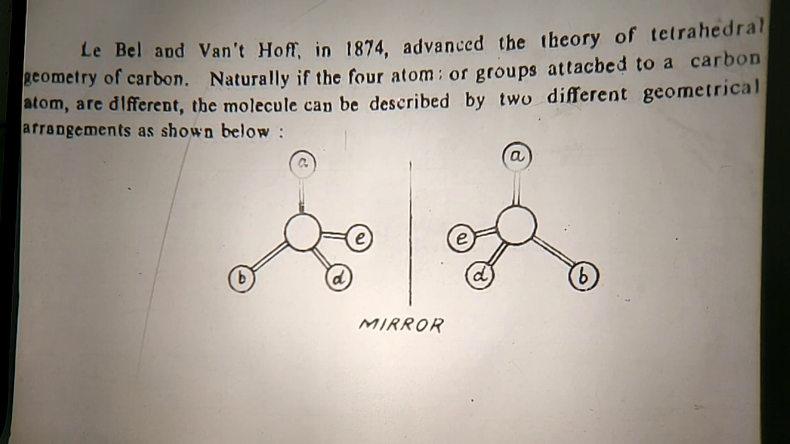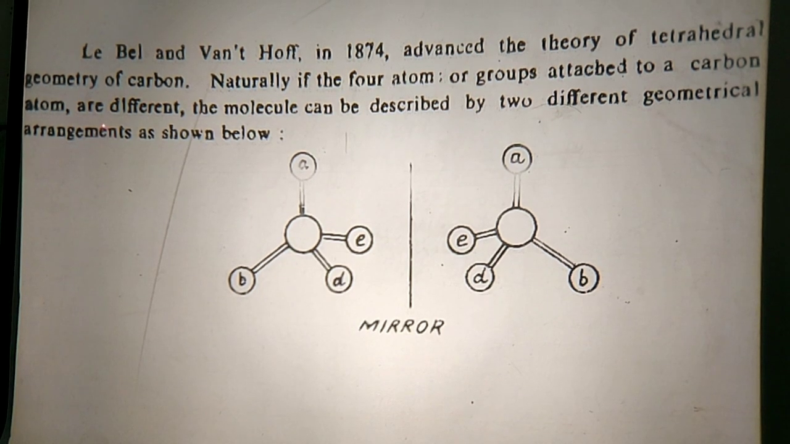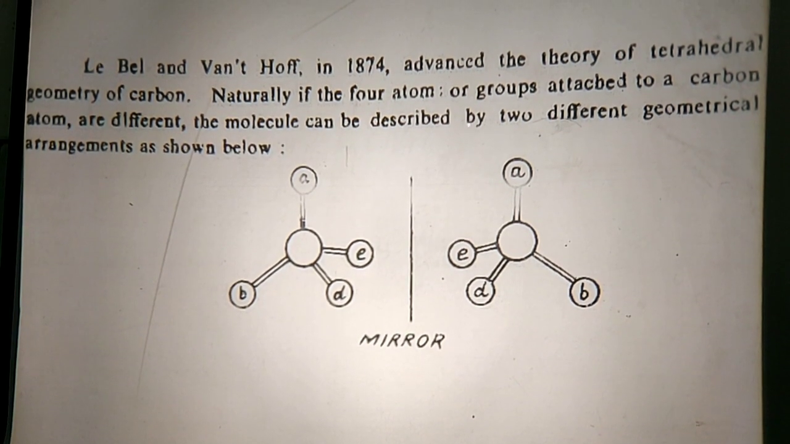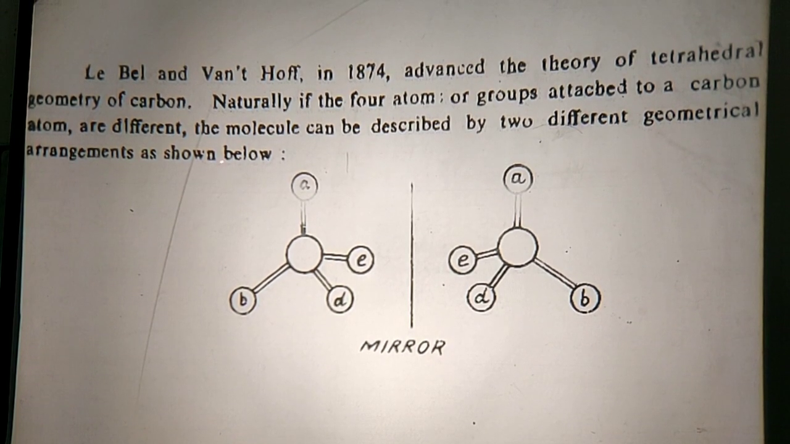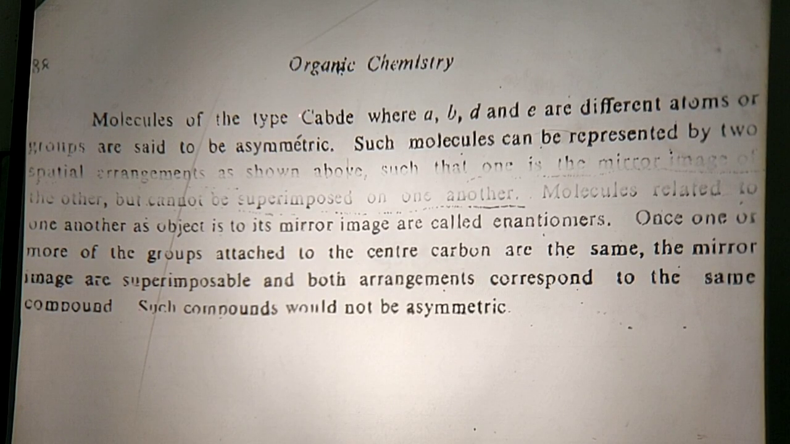naturally, if the four atoms or groups attached to the carbon atom are different, the molecule can be described by two different geometrical arrangements as shown. Molecules of the type C, A, B, D, E, which we just described, where A, B, D and E are different atoms or groups, are said to be asymmetric. The word has been used: A means none, symmetric means symmetry, so no symmetry. Such molecules can be represented by two spatial arrangements as shown above.